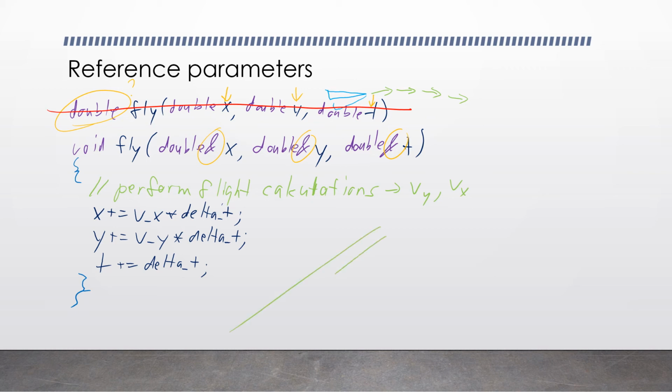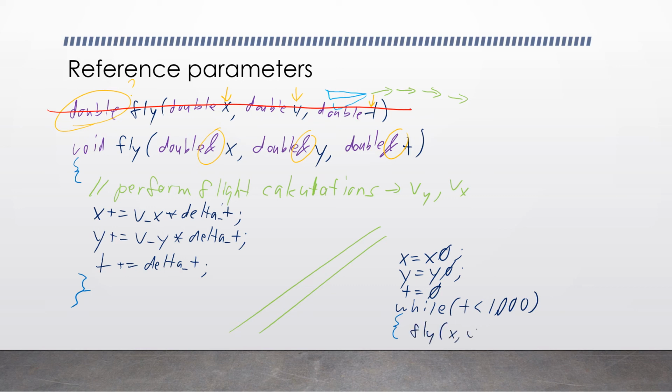So if we go down to our void main, we can say x equals x naught, y equals y naught, t equals 0, and while t is less than, say, 1,000 milliseconds, we can do fly x, y, t, and the program will keep updating x and y and t for us because these are being passed by reference to the fly function.